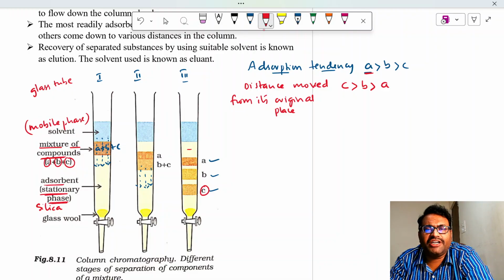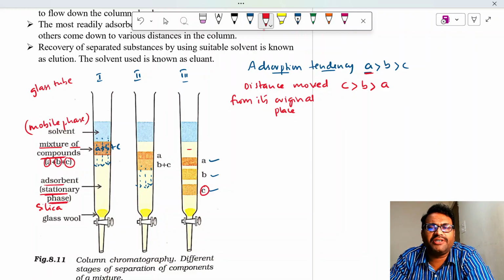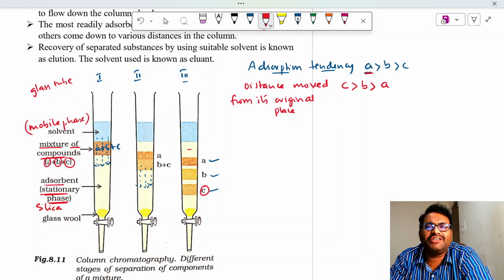As adsorption tendency of A is more, it moved less distance. As adsorption tendency of C is less, it moved more distance. So such types of questions are asked in PYQ. Such questions are asked in competitive examinations. Right?